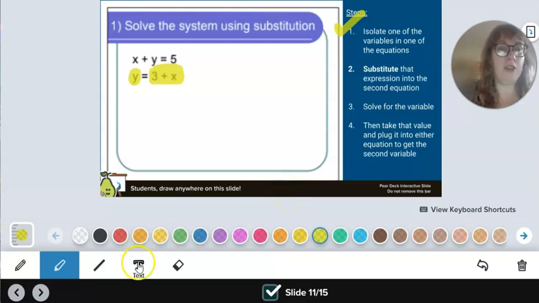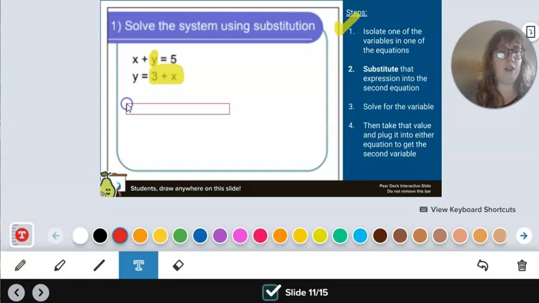Amazing. So we're going to substitute that 3 plus x in for y. Again, because it's equal to y, so we can plug it in for y. So we'll have x plus 3 plus x equals 5.